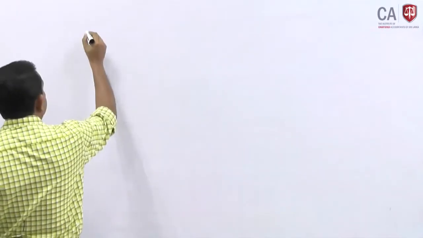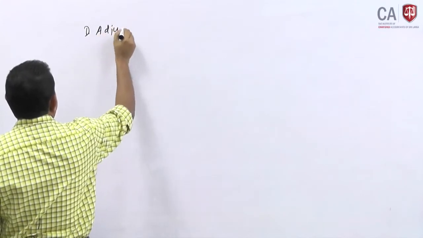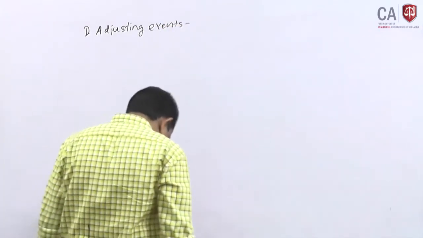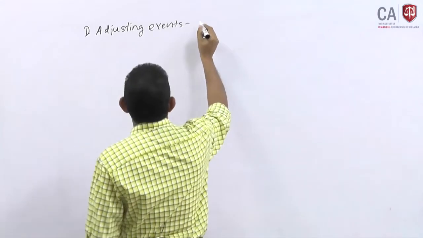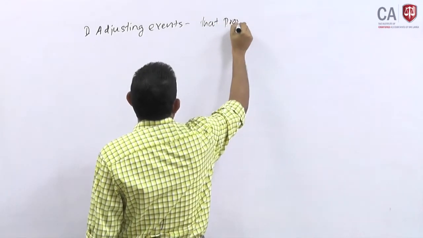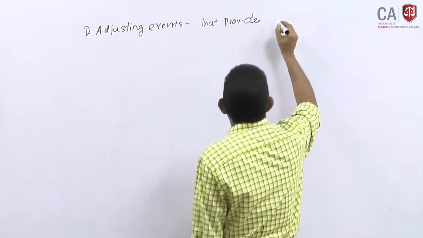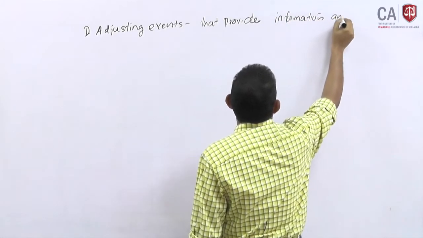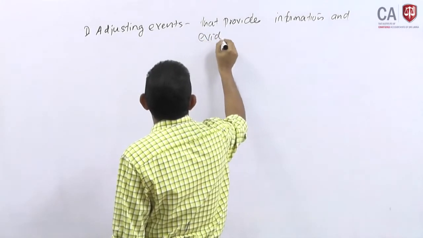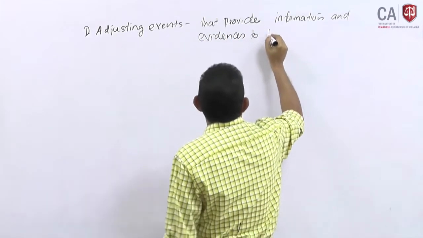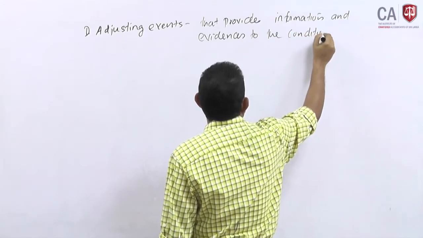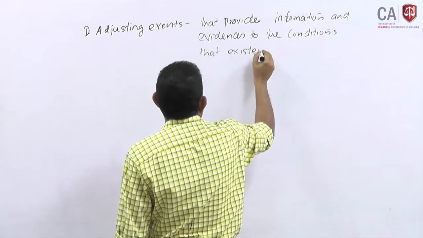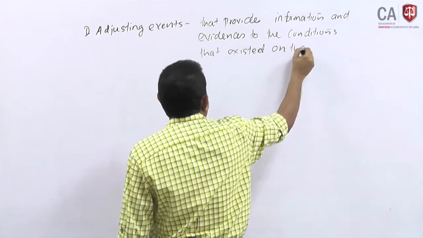Let me first take adjusting events. Those are the events that provide information and evidences to the conditions that existed on the reporting date.